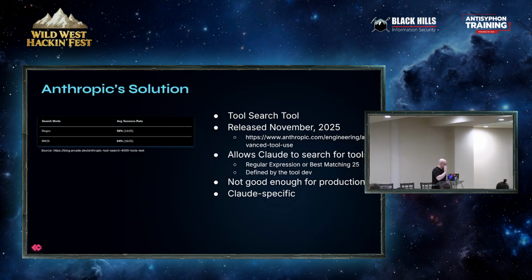I do want to give a nod to Anthropic. In November of last year, they came out with what's called the tool search tool. The idea is your AI can go and actually query the MCP server and come back with information, and it's searching for a tool. The problem that we found with it is it wasn't that accurate. There are two ways that the tool does the searching. One is regex, and the other one is BM25.